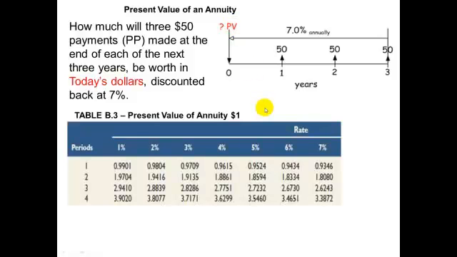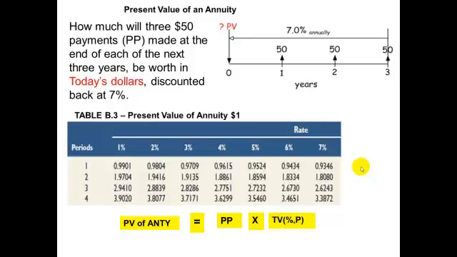So use the present value of an annuity table, which for me is table B3. The formula will be the present value of an annuity is equal to the periodic payment times a table value from this table, and you have to know the interest rate, which would be 7%, and the number of periods, which would be 3. So the present value of an annuity is equal to $50, that's the periodic payment, the equal payment, times a table value, which is 2.6243, that's 7% for 3 periods.